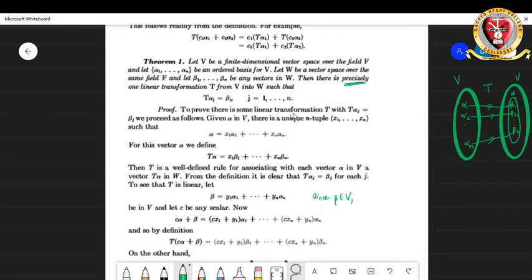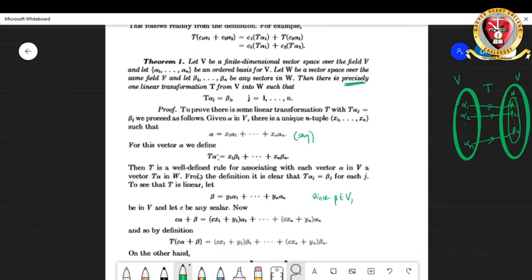So in order to prove that there is some linear transformation T which maps alpha i to beta i, suppose alpha is any arbitrary vector in V. Since alpha is in V and alpha 1, etc., alpha n is a basis, this alpha can be written as a linear combination of those basis elements. Suppose the coefficients are x1, etc., xn, so alpha is equal to x1 alpha 1 plus etc. plus xn alpha n, say. For this vector, we are defining T of alpha to be x1 beta 1 plus etc. plus xn beta n. We are defining it like that.